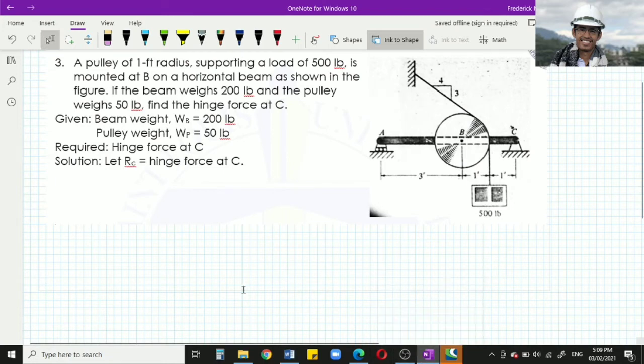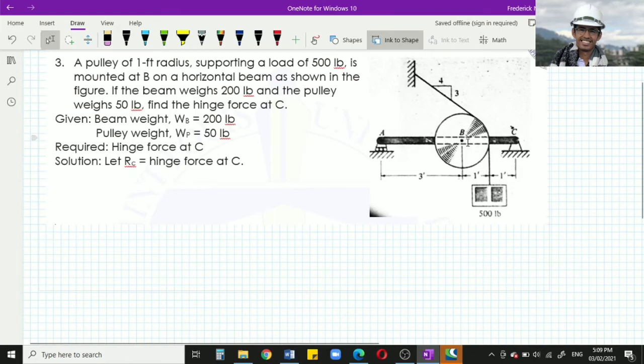Okay, next problem tayo. So a pulley of 1 feet radius supporting a load of 500 pounds is mounted at point B on a horizontal beam as shown in the figure. So if the beam weighs 200 pounds and the pulley weighs 500 pounds, find the hinge force at point C. So yung given natin, we have the beam weight which is 200 pounds, pulley weight which is 500 pounds, and our required is yung force at point C. Okay? So yung force at point C natin will be yung RC or yung hinge force at point C.